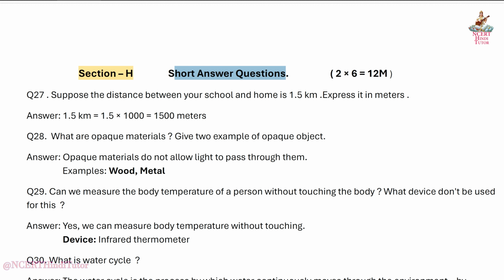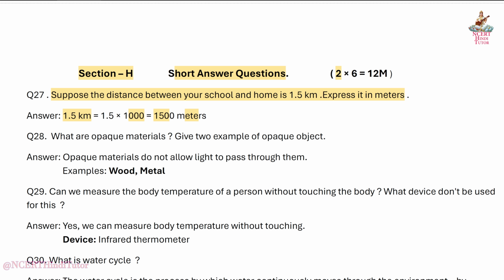Section H. Short answer questions carrying 2 marks each. Question 27. Suppose the distance between your school and home is 1.5 km. Express it in meters. So friends, we know 1 kilometer is equal to 1000 meters. So we multiply 1.5 kilometers with 1000 and we get 1500 meters.